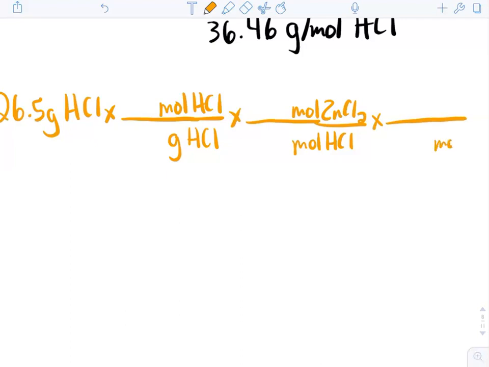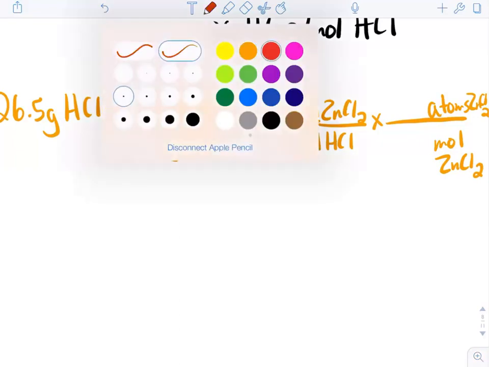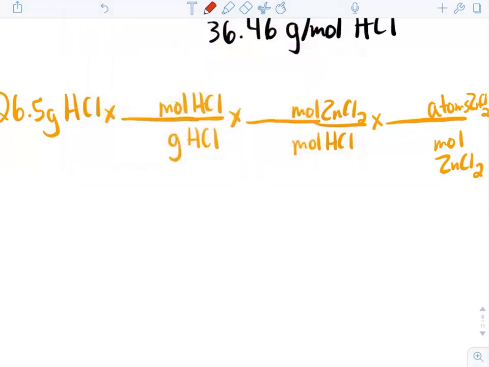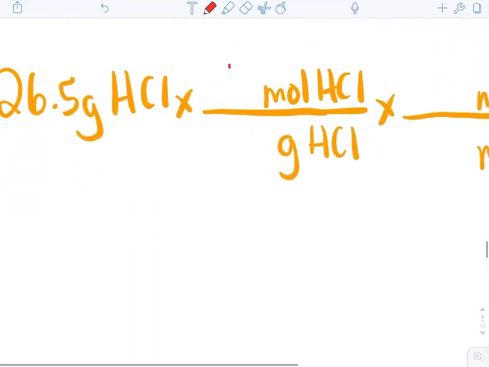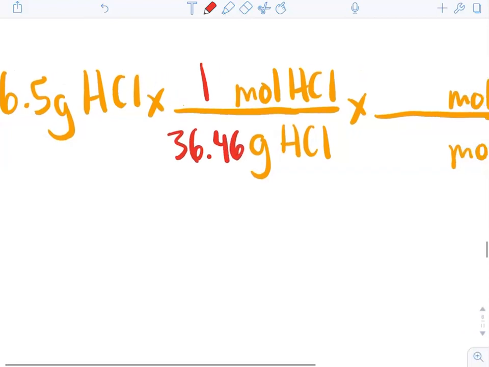Then mole of zinc chloride, and then atoms of zinc chloride. And then we fill in. And if you remember, the only time I have a number other than 1 in front of the mole is whenever I'm doing the mole ratio, and that is mole over mole. So here I have gram over mole, so 1 mole, and then my molar mass of 36.46.